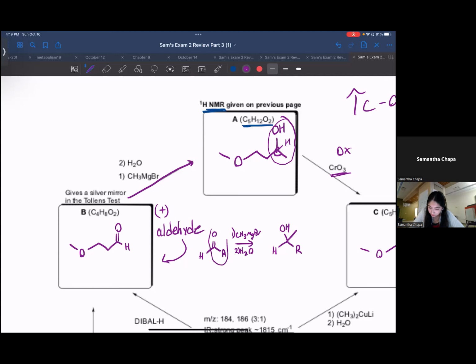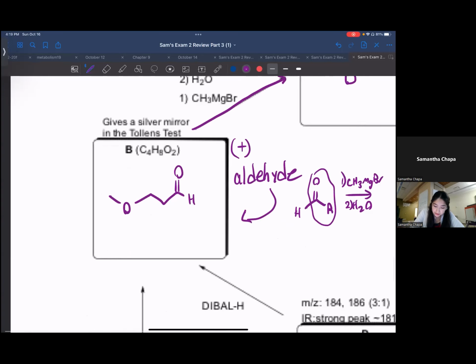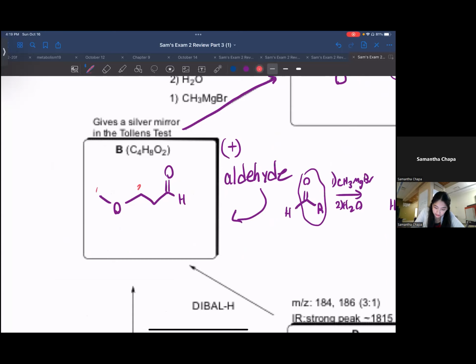Notice how this group right here is the same as this group right here. Then, just to make sure that I'm right, I'm going to count my carbons. So 1, 2, 3, 4. Good there, 4 carbons. We have 3 plus 2 plus 2 plus 1, and that's a total of 8. So good there. And you have a total of 2 oxygens. So we're good.